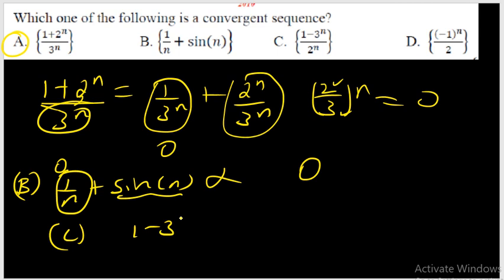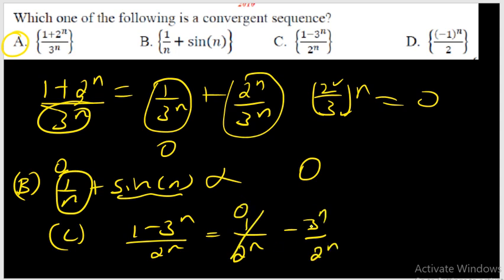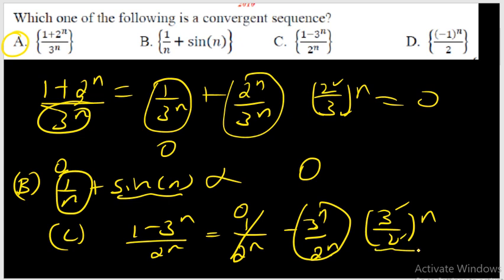1 minus 3 to the power of n over 2 to the power of n, it can be written 1 over 2 to the power of n minus 3 to the power of n over 2 to the power of n. Obviously this will be 0, but this will not be 0. The reason: the numerator is larger than the denominator, we can write this one as 3 over 2 the whole to the power of n. So numerator is larger than denominator means this will go to infinity. So 0 minus infinity will be negative infinity, so it will be divergent.